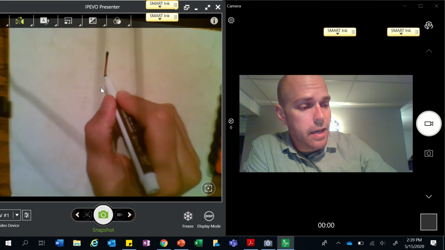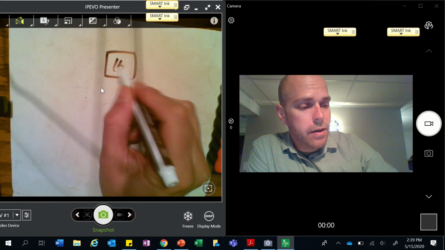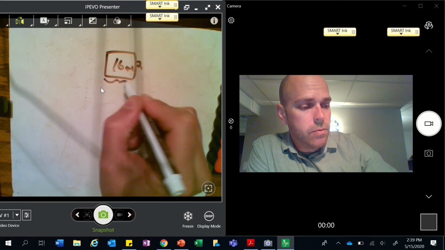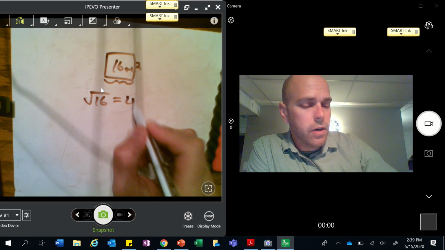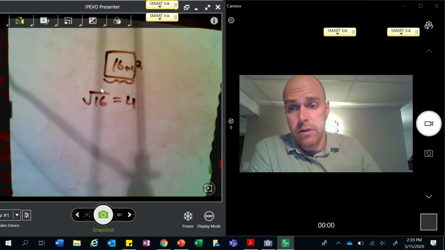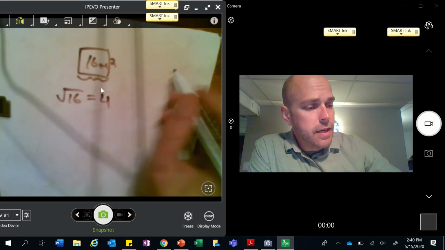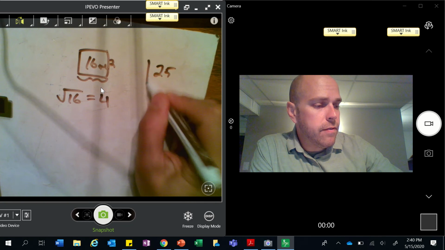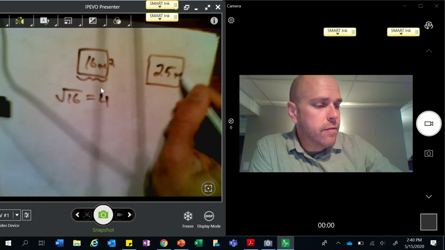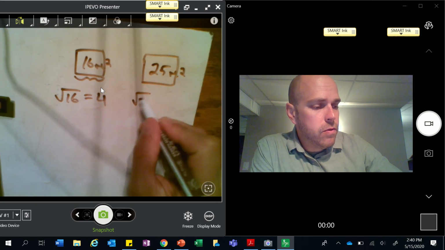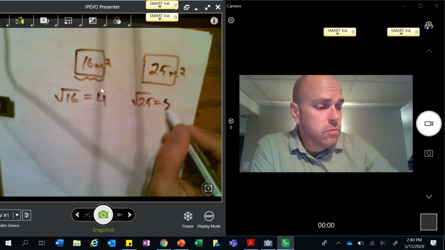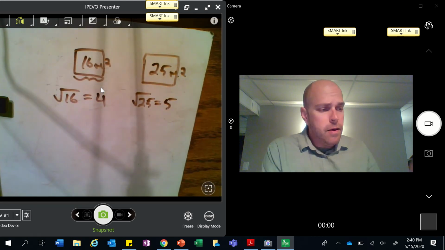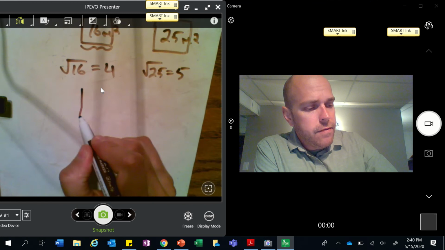Like if I said, here is 16 meters squared, what's the root? You'd go, oh, no problem, Mr. Ewert. I think it's 4, because 4 times 4 equals 16. And you'd be right. Well, what's 25 if it's an area of 25? The root of 25 would be 5, because 5 times 5 equals 25. You'd be right.